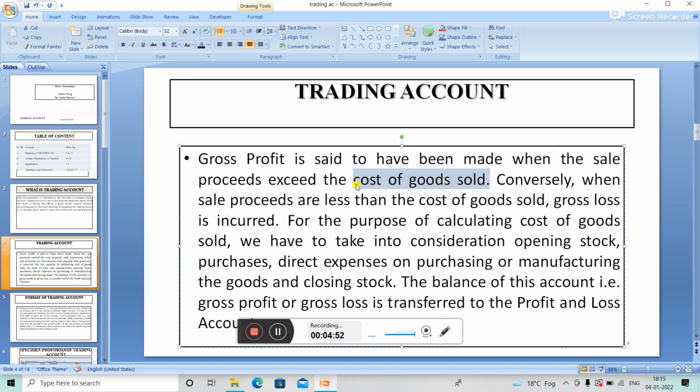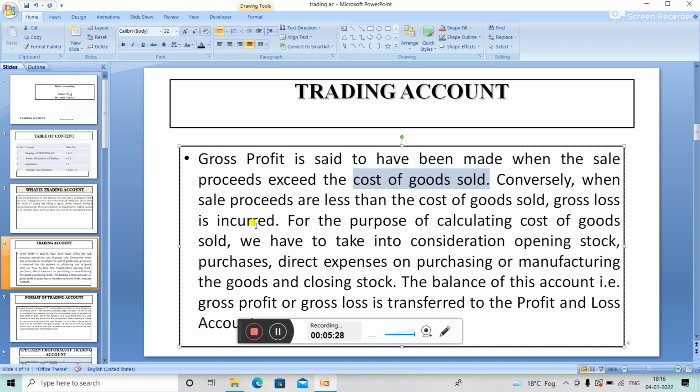Now how can we calculate the cost of goods sold? The formula, if you want to write it down, is opening stock plus purchases minus closing stock. Or you can say opening stock plus purchases plus direct expenses minus closing stock. This is how we can calculate cost of goods sold. Apart from this, when the sale proceeds are less than the cost of goods sold, a gross loss is going to be incurred.